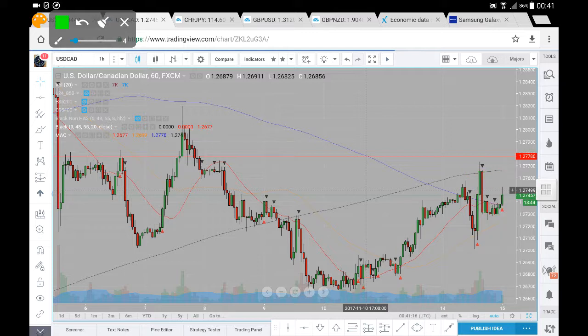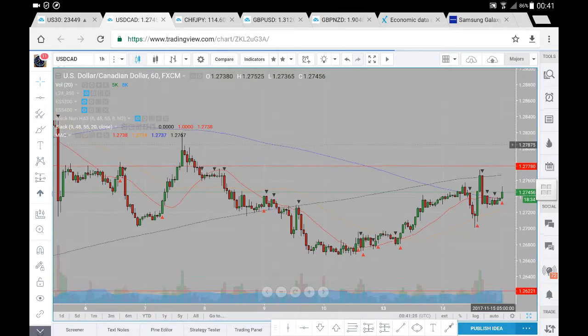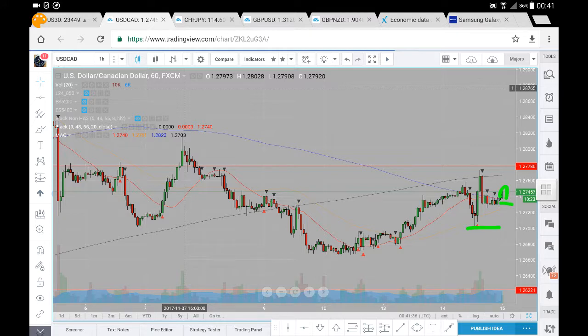Now, let's just have a look for our potential targets. Sorry about this. If we do see a breakdown from where we are here, we'll be targeting these swing lows in around 127. For a potential bounce, if we break down below that, we'll be looking at the 126.70 zone again for potential upside momentum.